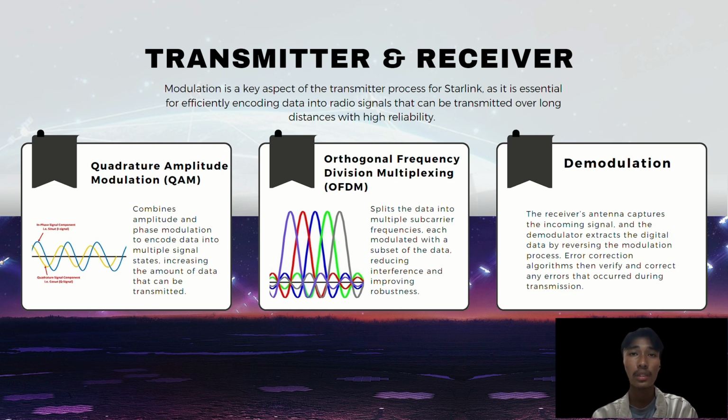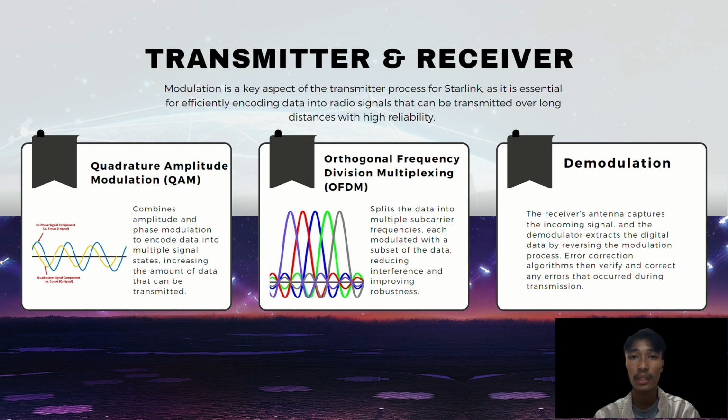So first, the quadrature amplitude modulation, QAM. It combines amplitude and phase modulation to encode data into multiple signal states. It increases the amount of data that can be transmitted. Next, for the next modulation, orthogonal frequency division multiplexing, OFDM. It splits the data into multiple subcarrier frequency, each modulated with a subset of the data, and it reduces interference and improves the robustness.